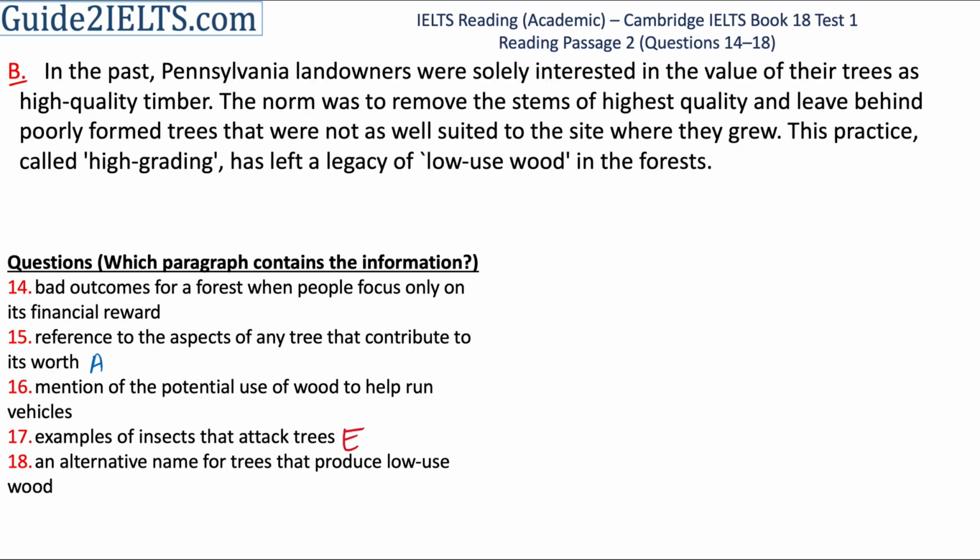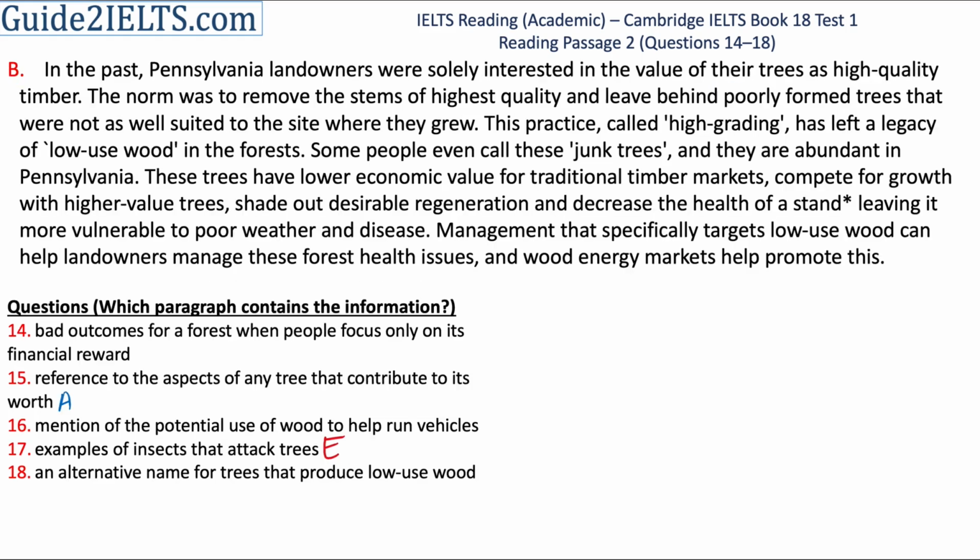What could be confusing is that the word value is mentioned in the first sentence of paragraph B as well. But the question says aspects. We are talking about more than one reason for assessing the value or the worth of a tree. That is why the answer to the 15th question cannot be B. It is A. So I'll start with paragraph B now.